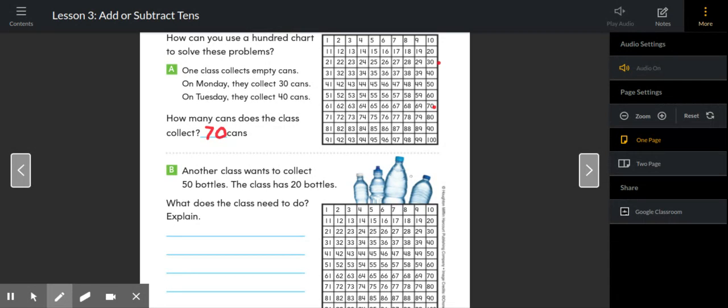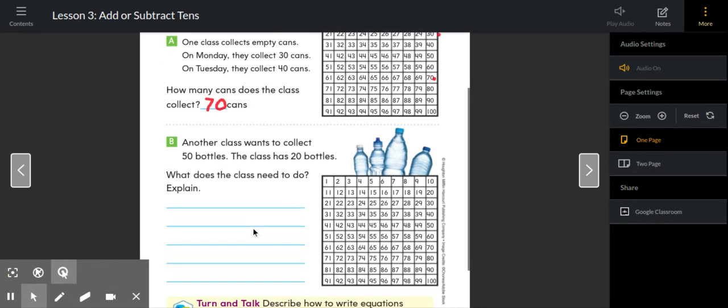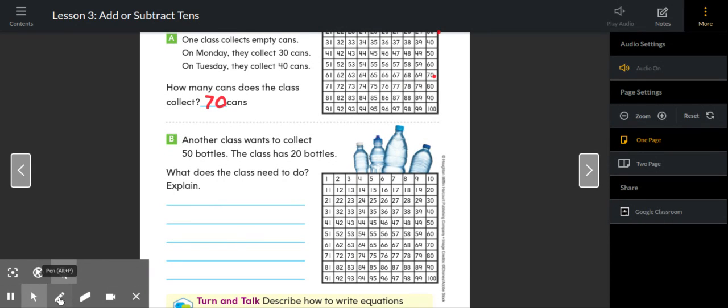Another class wants to collect 50 bottles. The class has 20 bottles already. So let me move this down a smidge so that you can see the whole hundreds grid. Another class wants to collect 50. So I'm going to circle their goal. They want to collect 50. They already have 20. So here's my 20. So I'm going to see how much it will take them to get from 20 up to 50. So I'm going to use the same strategy. I'm going to go 10, 20, 30. It would take them 30.